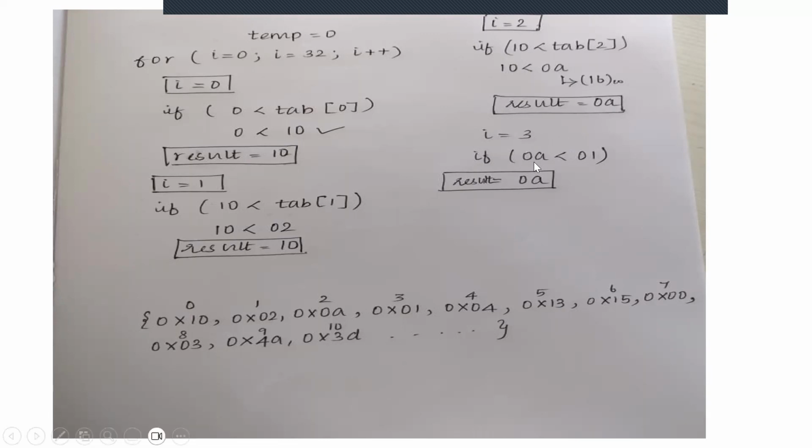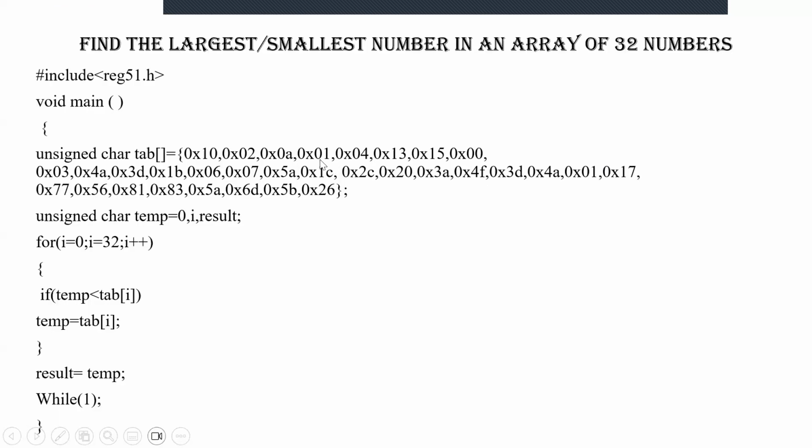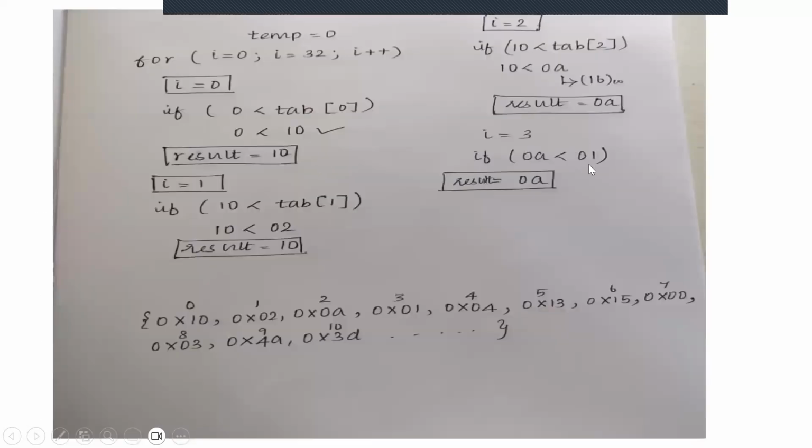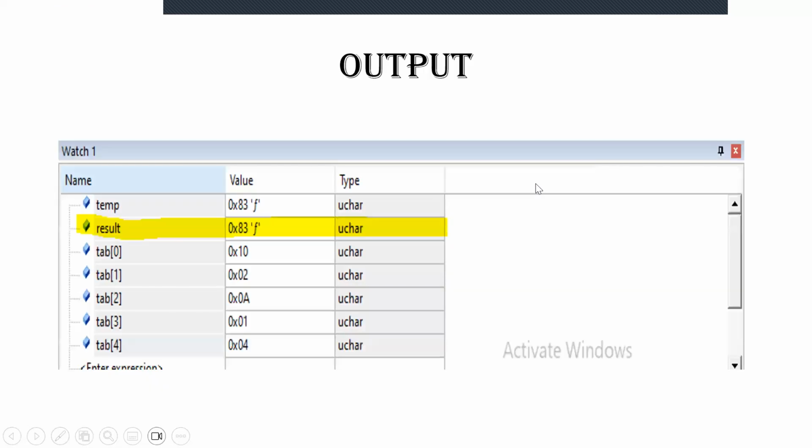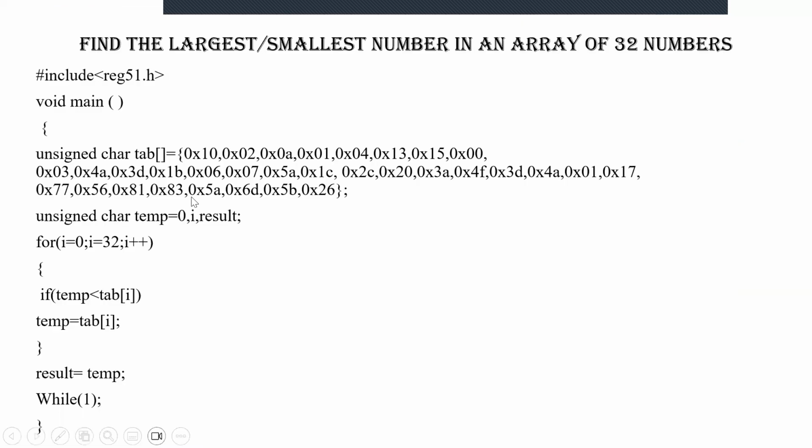Now i is equal to 3. This 0a is lesser than the next value. What is the value? 0x01. So 01, no, it is not satisfied. So the result will be retained as 0a. So with i up to 31, you keep on iterating and finding which is the largest number in the particular table, right?